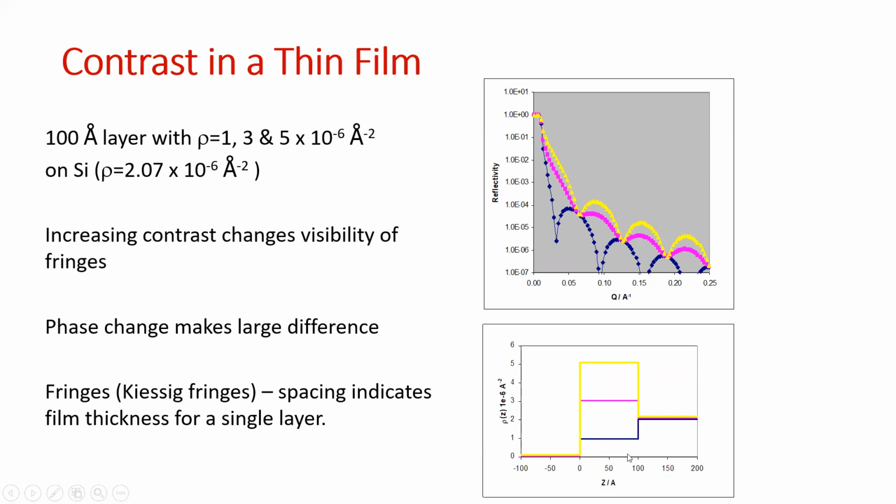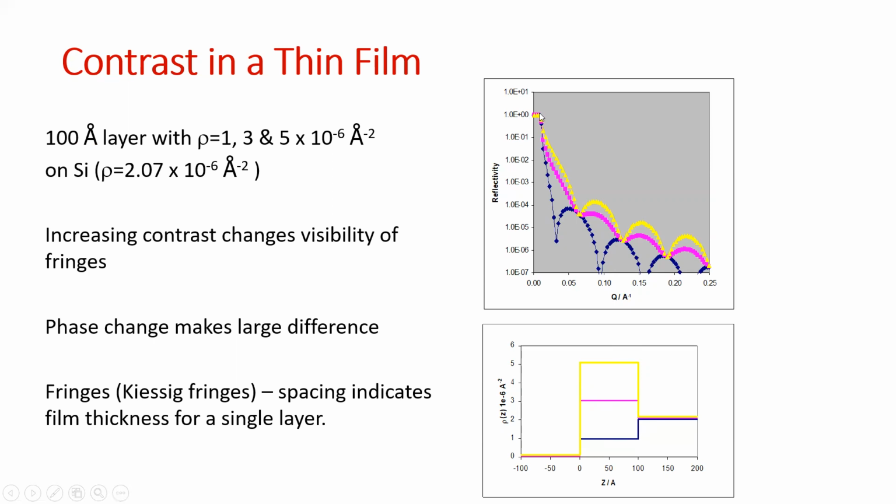This is just a uniform layer. The fringe spacing really tells me about the thickness of the layer, but actually whether the change is big or small, and whether it's a step up or a step down in contrast, will give me the position of the first minima. The phase change makes a large difference. So full modeling of these curves is really important.